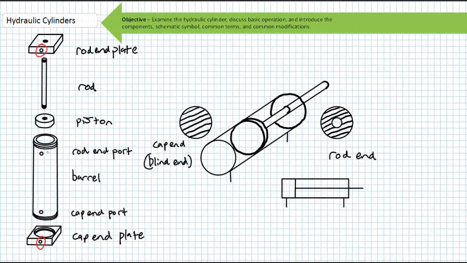You notice I've drawn two sets of cap end and rod end ports, one being on the rod end plate and the cap end plate, the other set being on the barrel. Be aware the ports can be in either location.